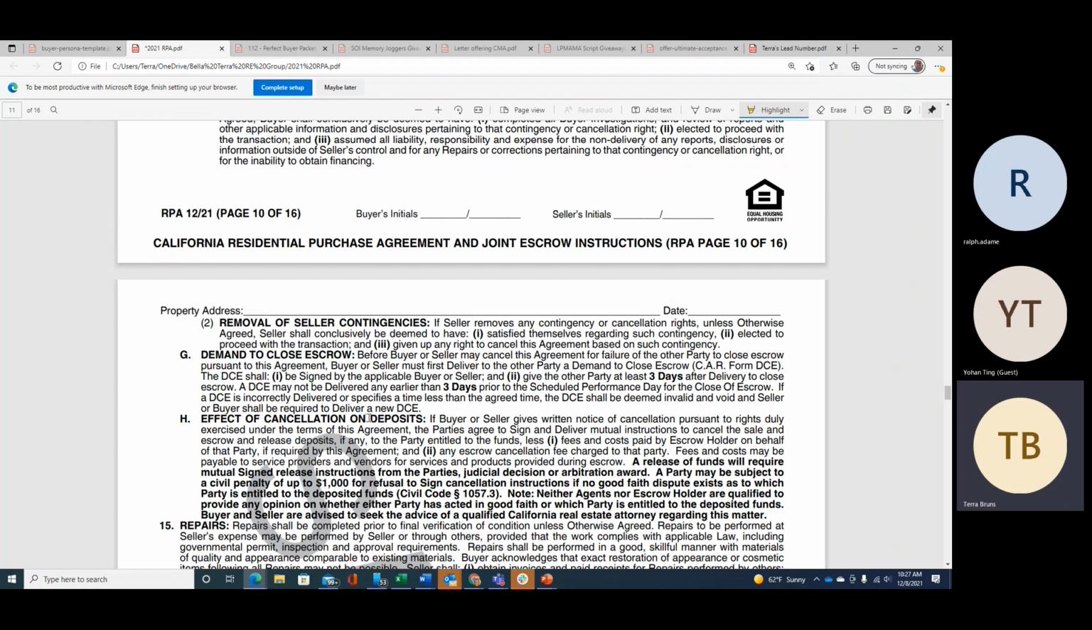If a DCE is incorrectly delivered or specifies a time less than the agreed time, the DCE shall be deemed invalid and void, and seller or buyer shall be required to deliver a new DCE. So same as the notice to buyer to perform, notice to seller to perform. If the dates are wrong, time periods are off, it's invalid and void.